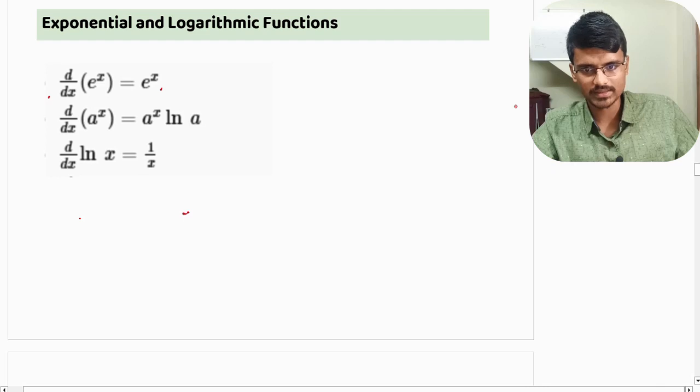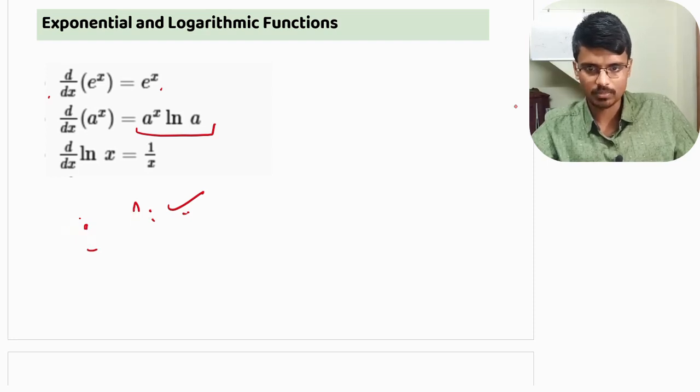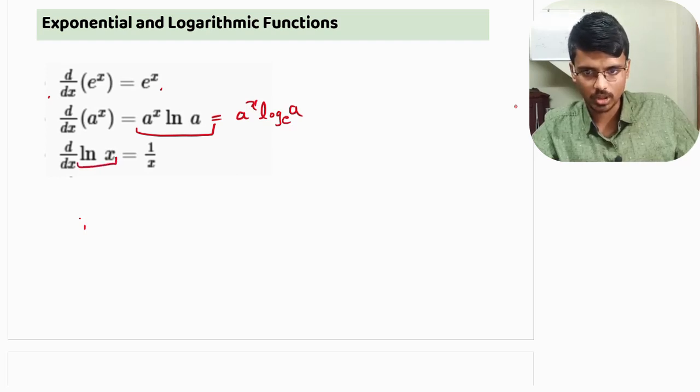Differentiation of a power x is a power x ln a. So log of base e and ln both are same. Okay, both are same, and if they have not mentioned the base, you have to take it as e. So differentiation of a power x is a power x ln a or a power x log base e a, both are same. Okay, and differentiation of log x is 1 by x. Ln x is equal to log base e x, both are same.